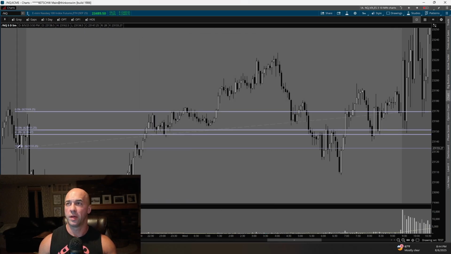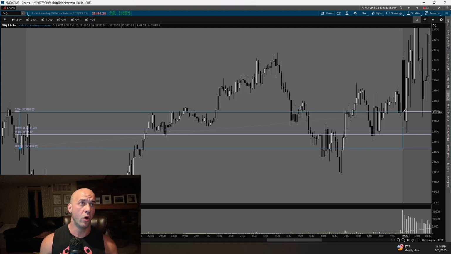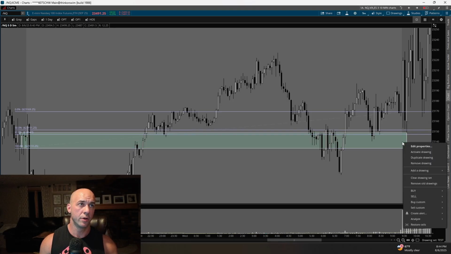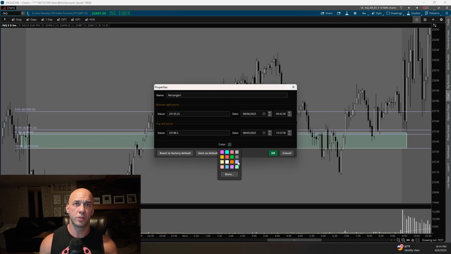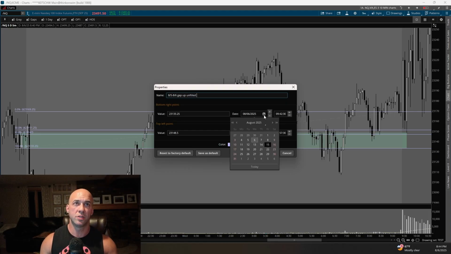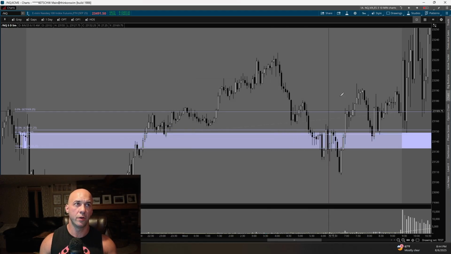Okay, so I mark that, and then the next thing I do is I will mark from where the gap started, where the candle closed. This is the 15:55 5-minute candle, to the open of today, to the low of today in RTH. Okay, this is the portion of the gap that is not filled. I also will label it. I will title it unfilled, and I will send it off to 1 year in the future.